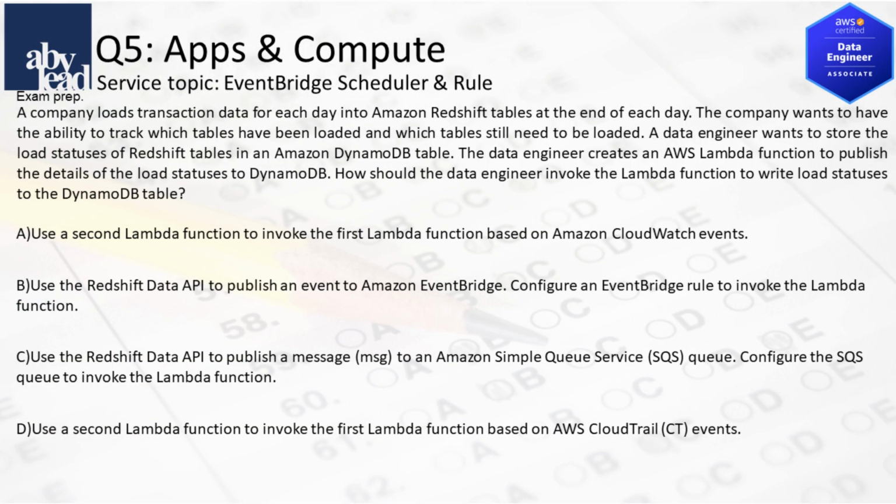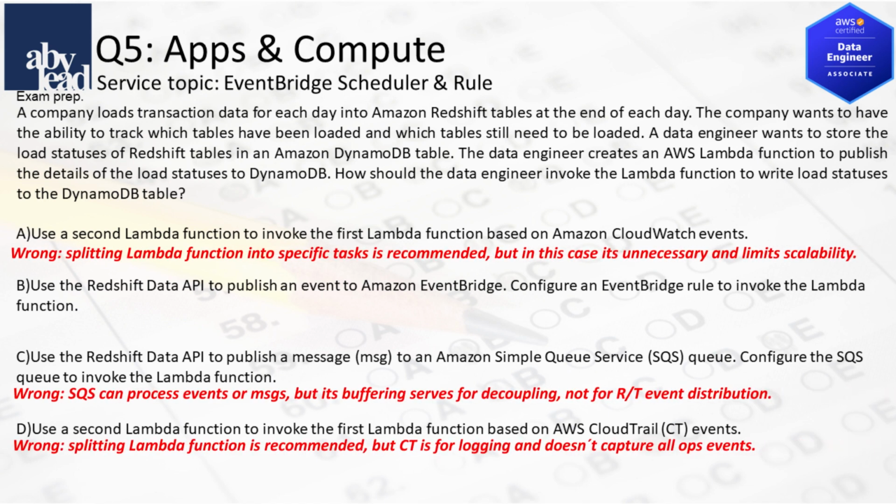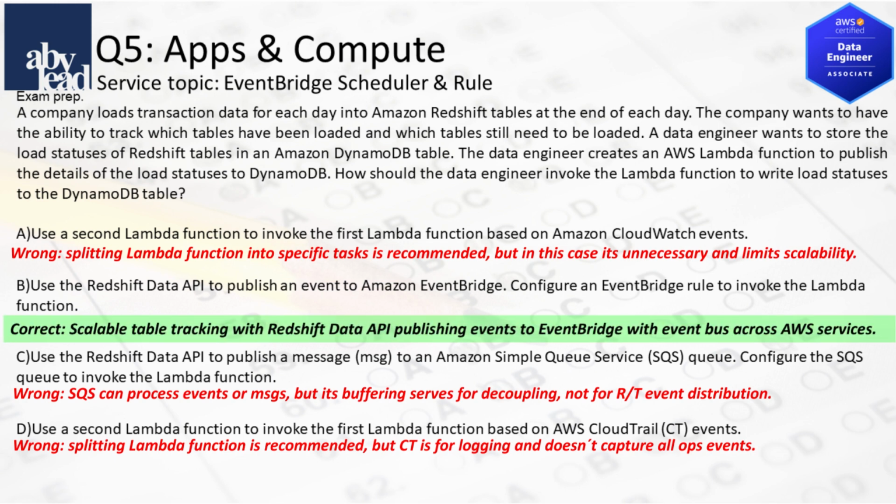Question 5. How do you invoke a Lambda function to write load statuses in Redshift to the DynamoDB table? Splitting Lambda function into avoidable tasks limits scalability, and you can't capture operational events with CloudTrail logging. Moreover, SQS buffered decoupling doesn't distribute in real time. You better use scalable table tracking with Redshift Data API to send events via EventBridge rule and Lambda.